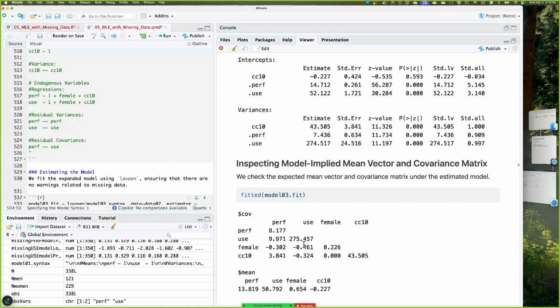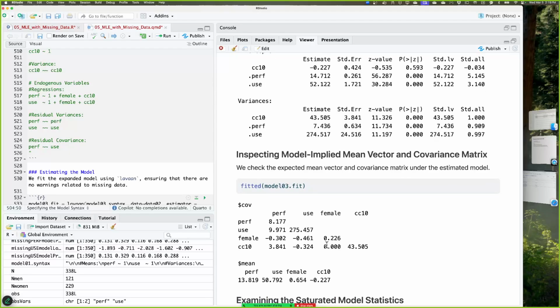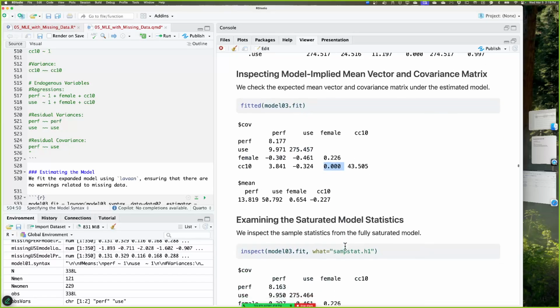Where we have to determine this is our model implied mean vector and covariance matrix. And here is where we see there's no relationship between female and CC10. And this is an interesting situation in lavaan because we said, hey, female shouldn't be part of the likelihood at all. But lavaan doesn't know what to do with that then. And this is why I wanted to show this to you. We want this to be saturated. Its fit would probably change very little if we added another parameter, but we have to add that covariance if we want this to be saturated.